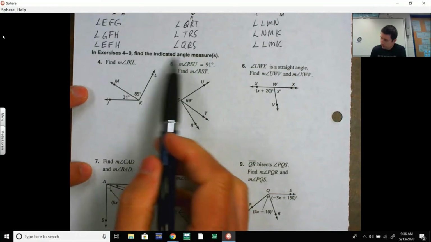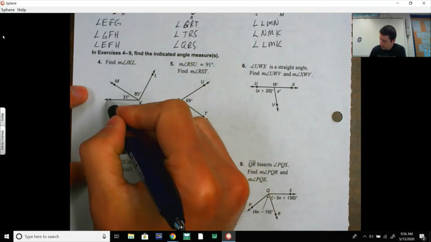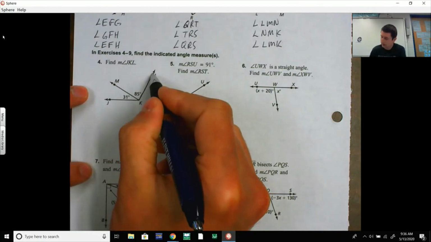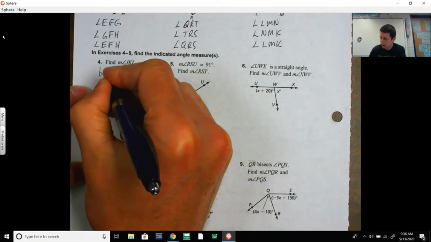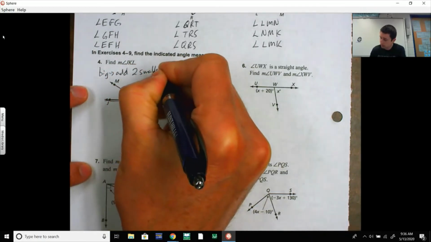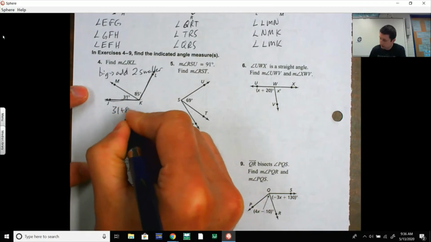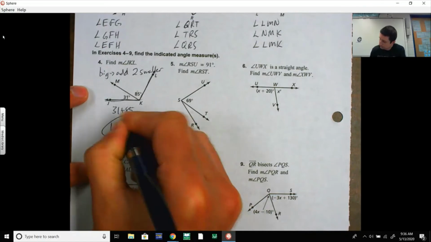Find the indicated angle measure. Find the measure of angle JKL. JKL, that is the big one. So I have to add these two together. If I'm looking for the big one, add the two smaller ones. So 31 plus 85 is going to be 116 degrees.